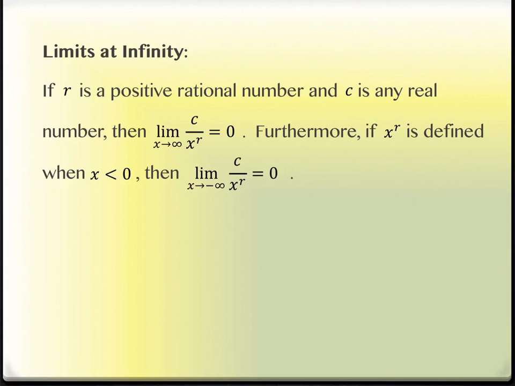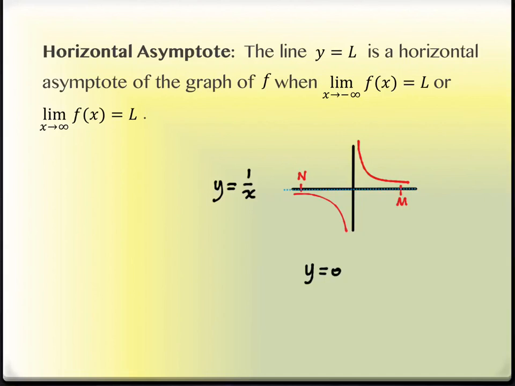Furthermore, if x to the r is defined when x is negative, then the limit as x goes to negative infinity is actually also 0. So that's what this graph is saying. The limit on the right-hand side and the limit on the left-hand side are both 0. And this has that form. I have a constant over x to some power. It's just a not exciting value, x to the power of 1.